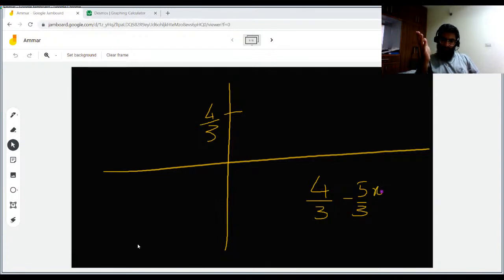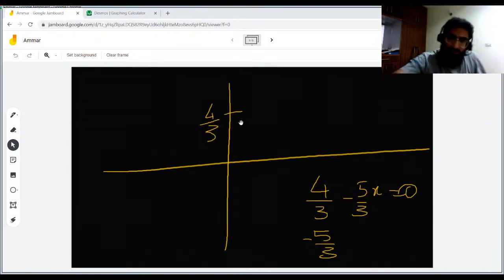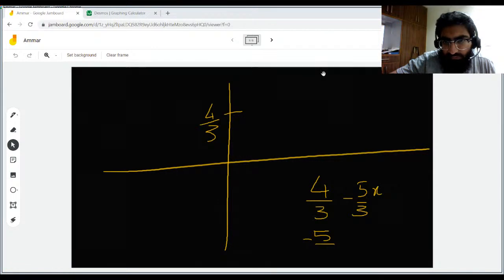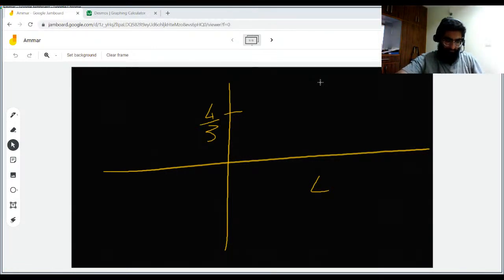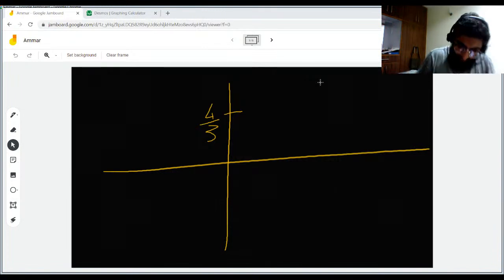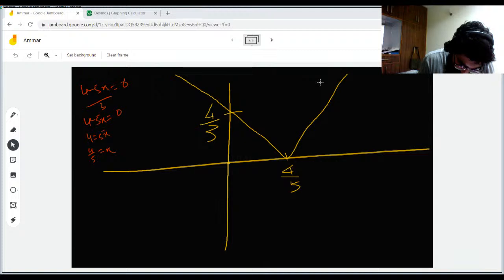Why did you break the fraction? Simply multiply 3 to 0. You're left with 4 minus 5x. 4 is equal to 5x. 4 by 5 is equal to x. What is the answer? Tell me. 4 by 5. That's what I was saying. 4 by 5 is equal to 12... 1 whole 1 by 3.